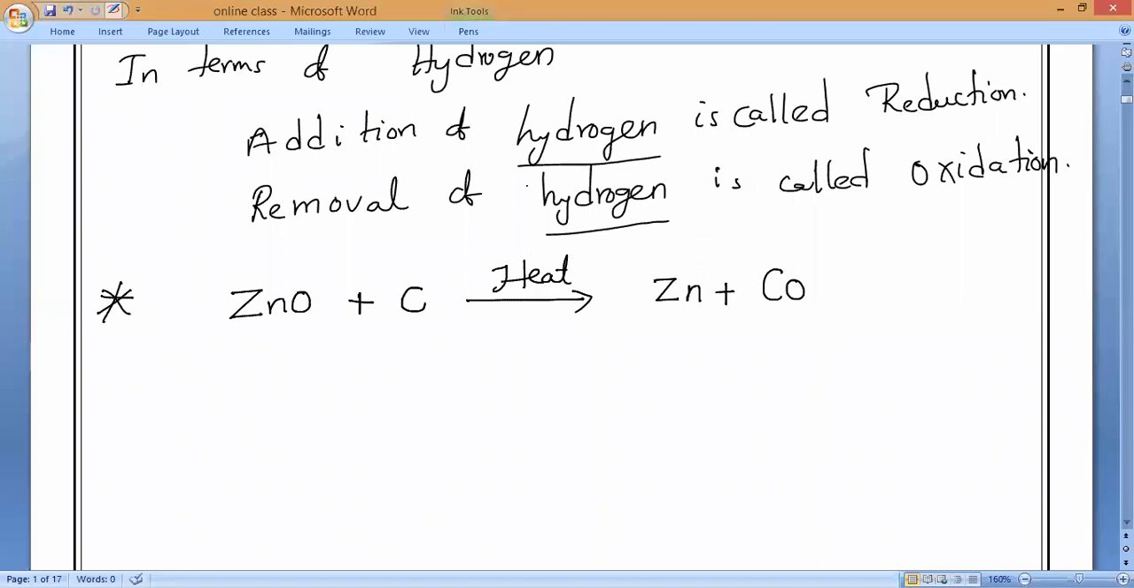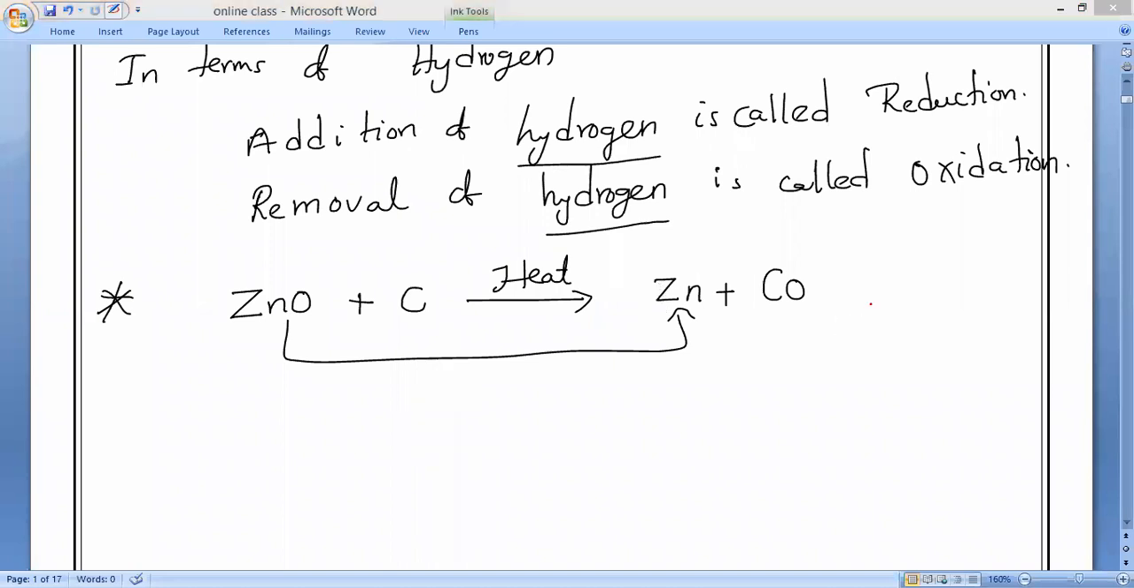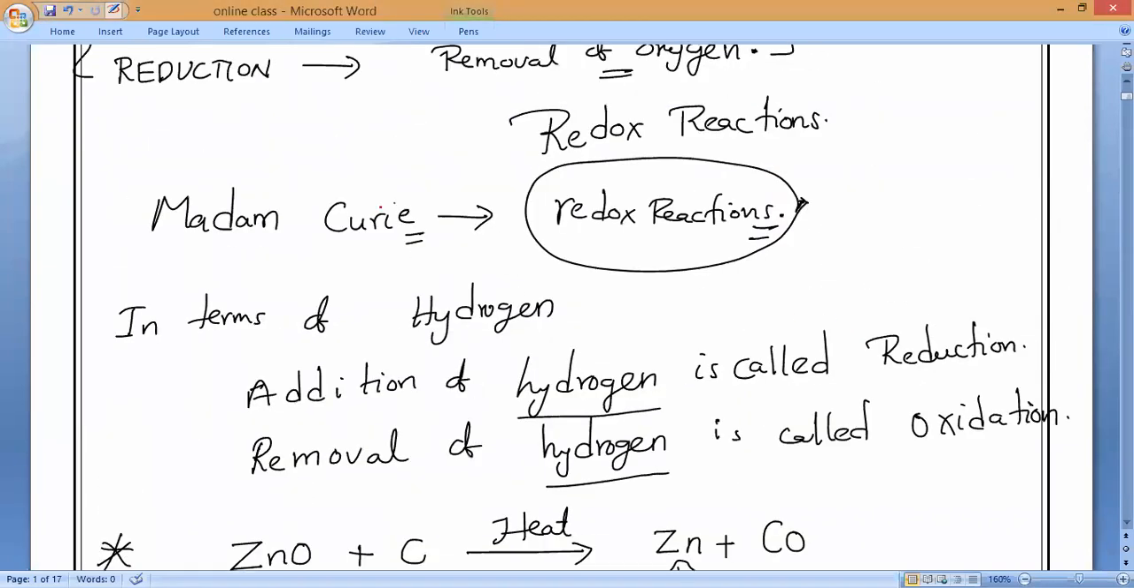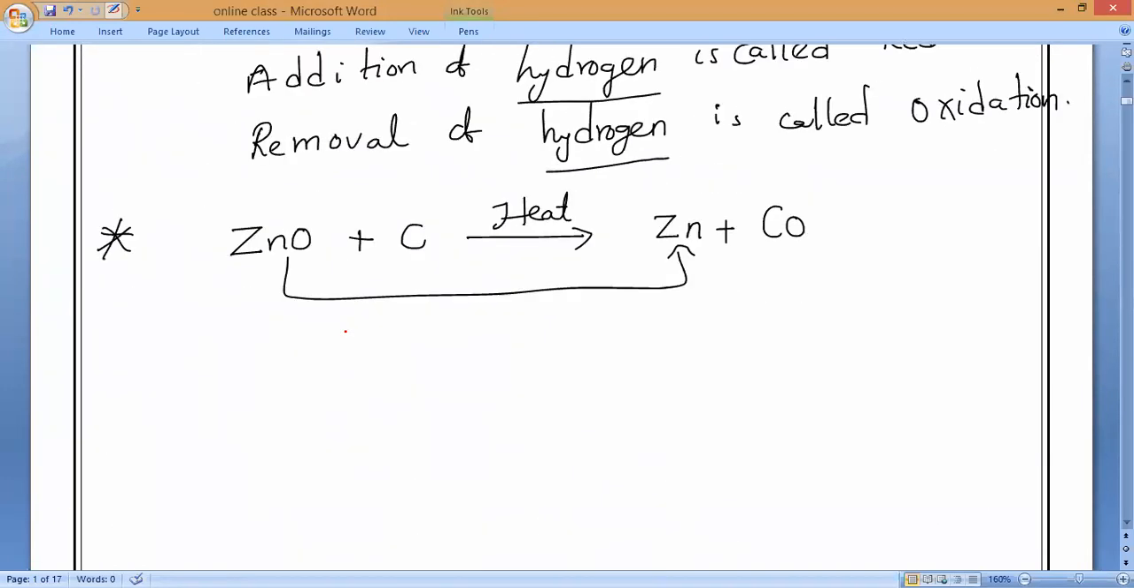Now, first of all, let us study zinc oxide to zinc. Zinc oxide becoming zinc, so is it addition of oxygen or removal of oxygen? Removal of oxygen. Oxygen is going to be removed. So removal of oxygen, what do we call it? Reduction. That is what is happening.